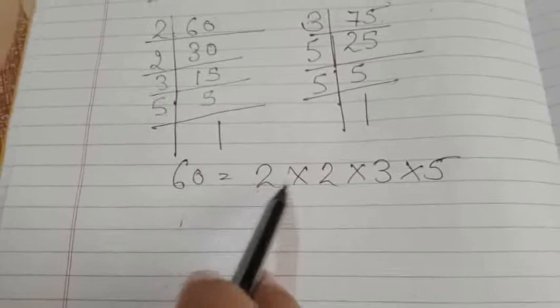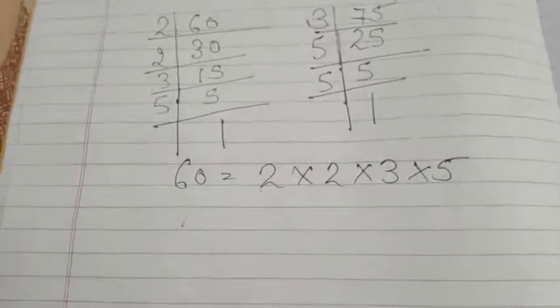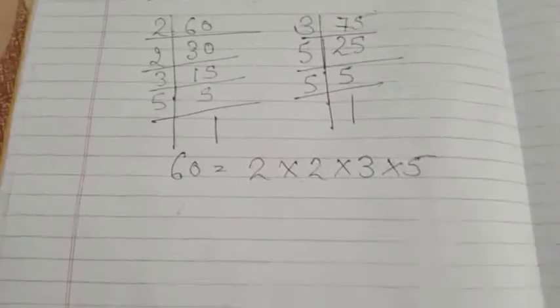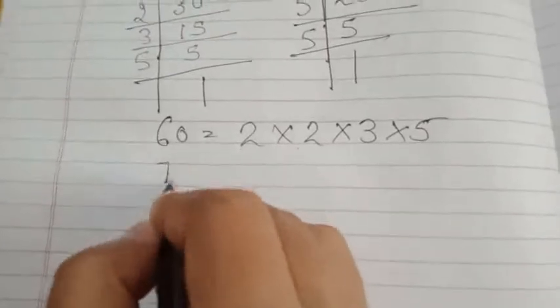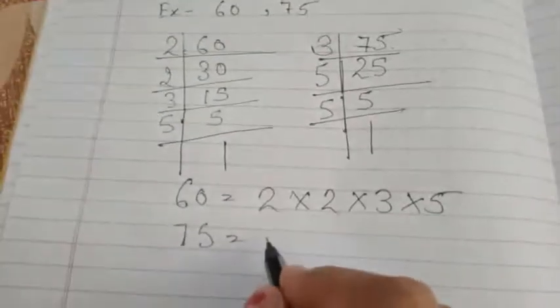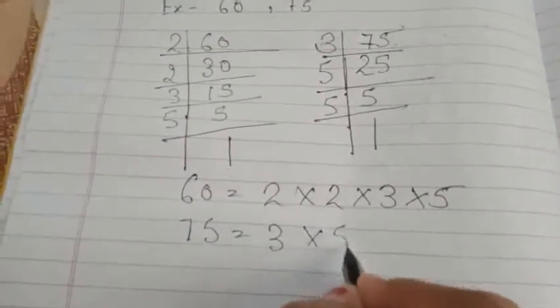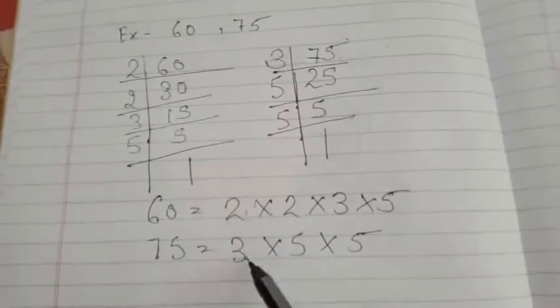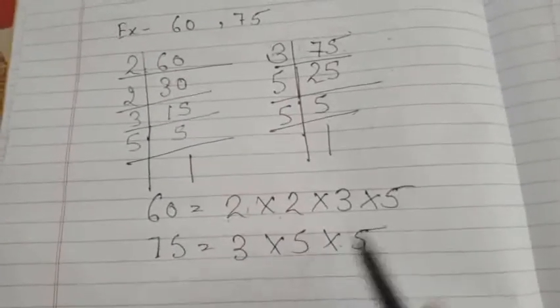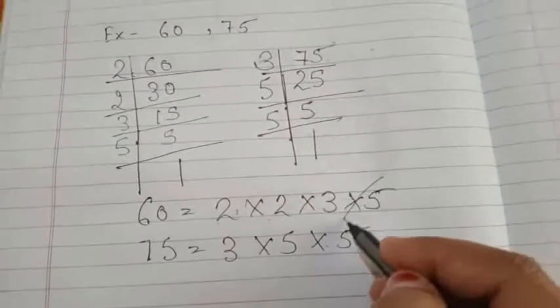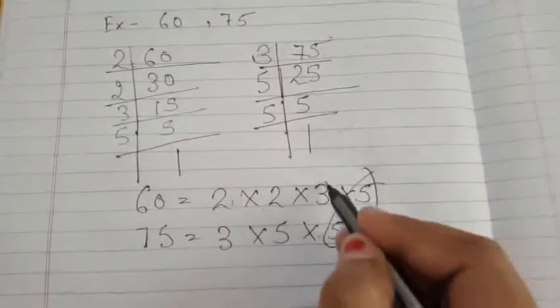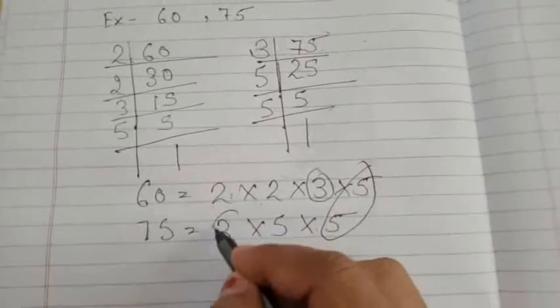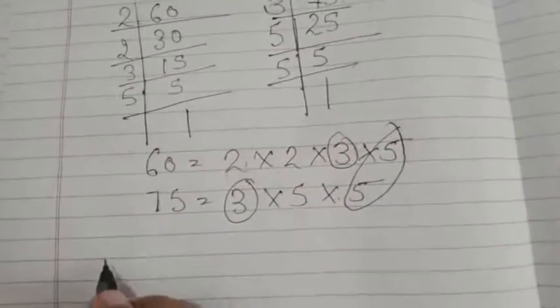60 is equal to 2 multiplied by 2 multiplied by 3 multiplied by 5. Now 75: 75 is equal to 3 multiplied by 5 multiplied by 5. Now the next step will be the same: we will make the pairs. 2 is in 60, but it is not in 75. 5, we will make the pair. Now 3 is here, so 3 also we will make the pair. Now we will find the LCM.